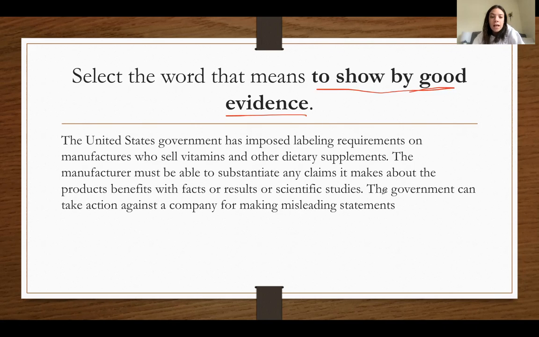So by looking at the passage, basically the main idea is that the government needs good evidence for claims about products with facts in order to sell that to the public. So this sentence is going to be the one we're going to want to look at, because we're looking for to show by good evidence, and we know that evidence is facts or results or scientific studies.